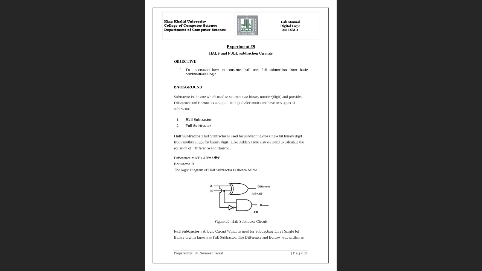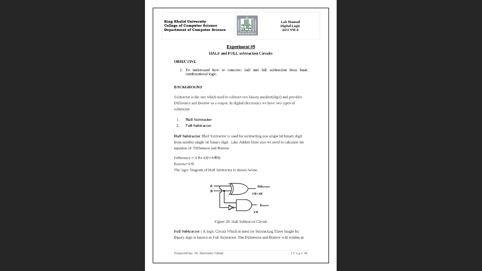If you see the logic diagram for the half subtractor, which is shown here, it is the same as your half adder. A dash B plus A B dash is your A XOR B function, which will give you the difference. In the half adder, this gives you the sum. Here you have two inputs A and B, given to the XOR gate, and the output gives you the difference, but in a half adder, it gives you the sum.